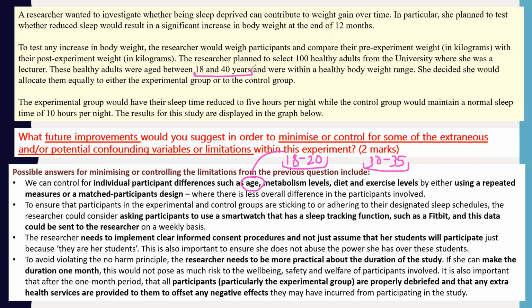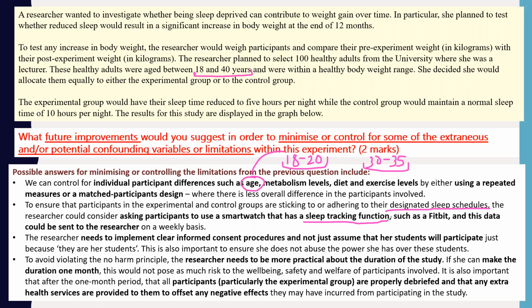Okay, so when we're talking about this idea of the experimental group and the control group adhering to their designated sleep schedules, there are many apps that people can actually track their sleep with. In fact, if you've got an Apple Watch or a Fitbit these days, all of those smartwatches have sleep tracking functions. So maybe the researcher can monitor her participants' sleep habits through an app like that actually tracks sleep. And so that allows her to make sure that her participants are not just lying about whether they're actually having normal sleep or not.